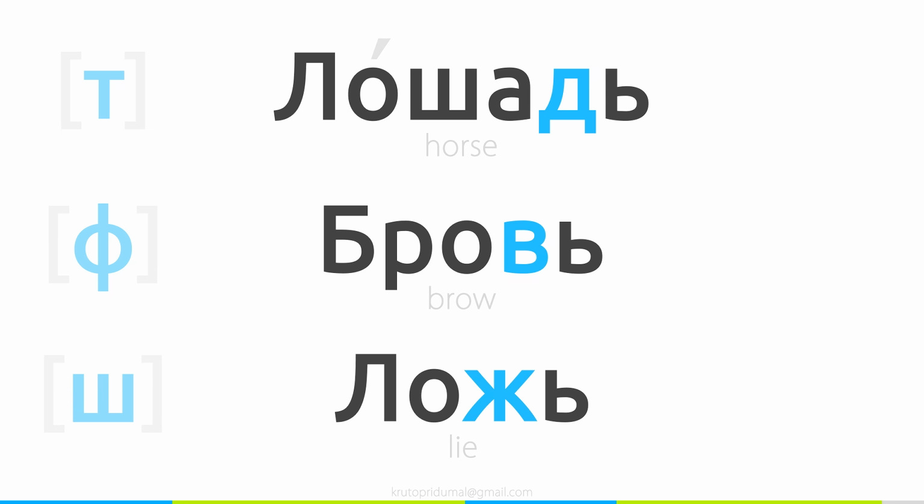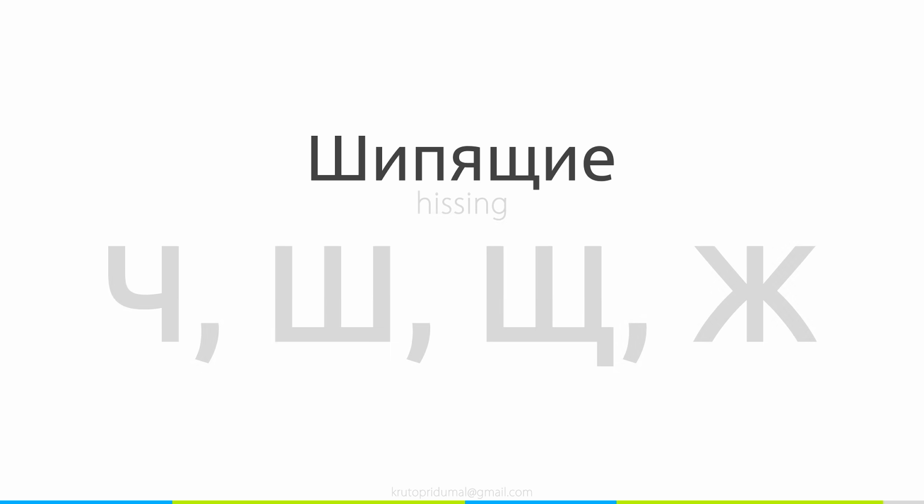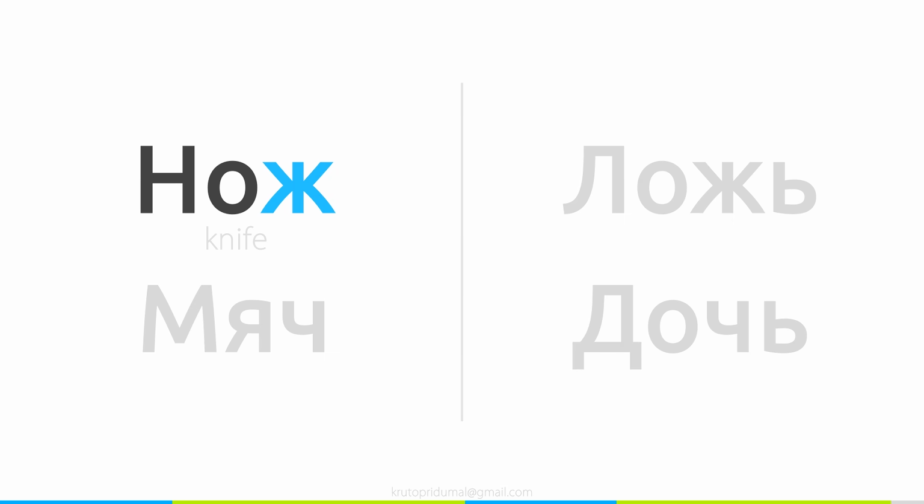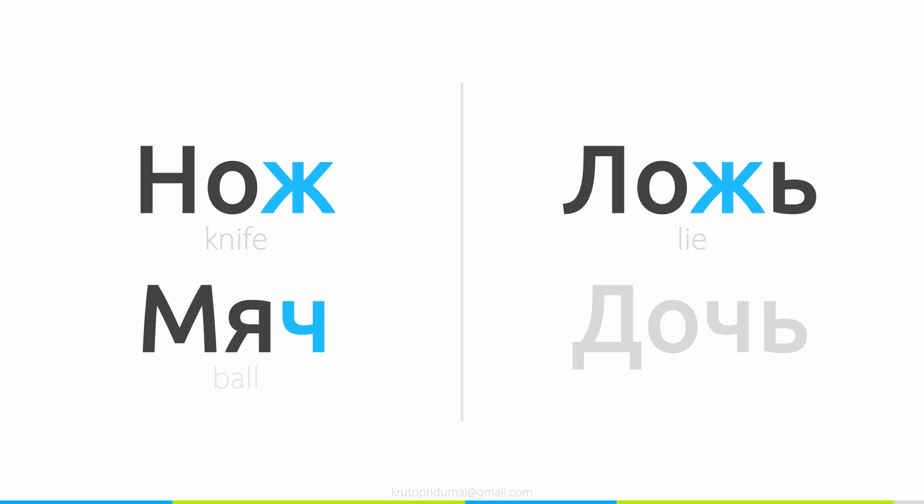Ж sounds like Ш. So there's a group of letters, we call them шипящие. It's че, ше, же. It doesn't really matter if you put this soft sign next to them. It will not change absolutely anything. They're gonna sound the same. Нож, ложь. Мяч, дочь. Absolutely nothing changes.